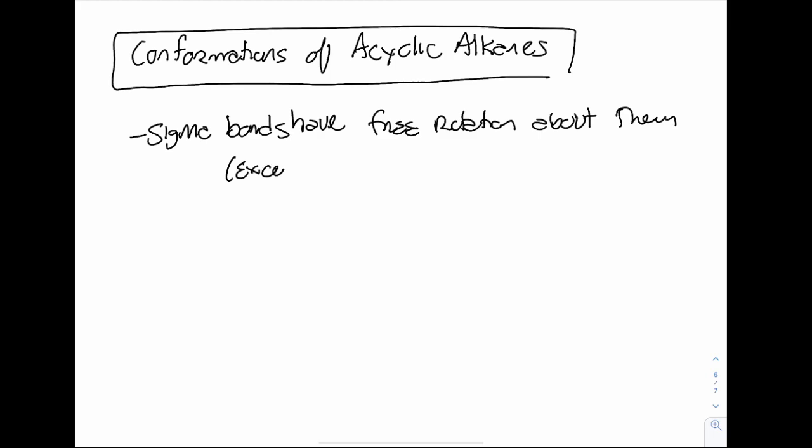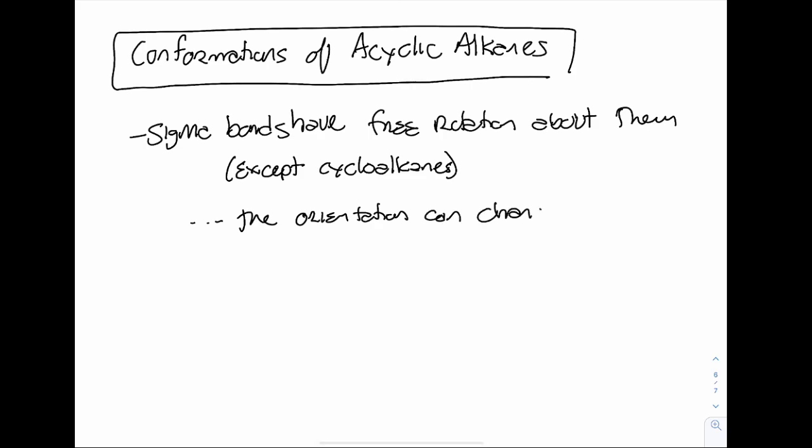Remember, we do want to exclude cycloalkanes. Because they're in a ring, I do have a barrier to rotation. But acyclic alkanes, I'm going to have free rotation about that bond. So because of that, I can change the orientation of the various atoms that are bonded to that alkane in space. So the orientation can change in 3-dimensional space.